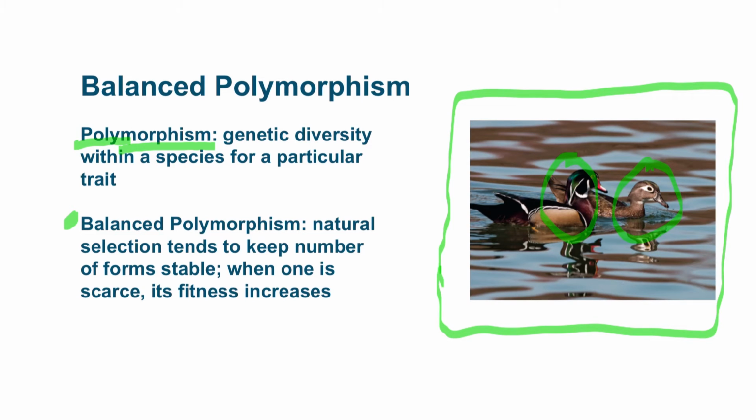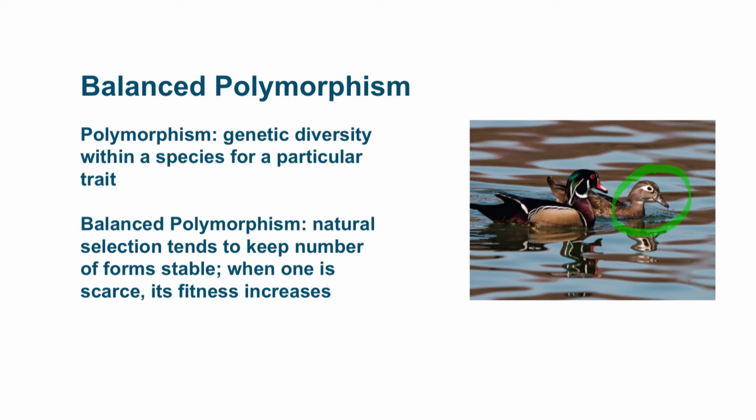A balanced polymorphism is when natural selection keeps the number of forms, or morphs, stable. Because when one morph increases, the other one tends to decrease, and when one decreases, the other one tends to increase. So for instance, if there were fewer female wood ducks, which is the darker one here, their fitness would go up very quickly because there would be fewer females for the males, which is this one, to mate with.